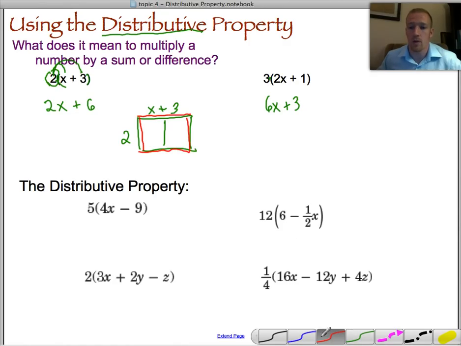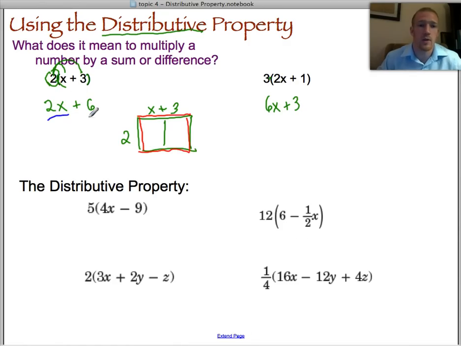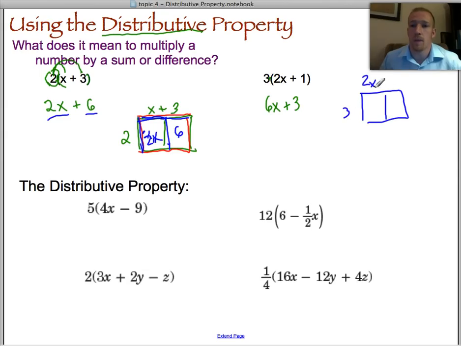Or the other way we could do it is like this: 2x plus 6. 2 times x gives us this area. 2 times 3, 6, gives us this area. So when you add those two areas, that gives us the same thing. So if we were to do it this way, 3 times 2x is 6x, 3 times 1 is 3. So if we add these two, it's the same as multiplying this times this. All right, that's a little added thing, not necessary for you to be able to do all these problems correctly though.